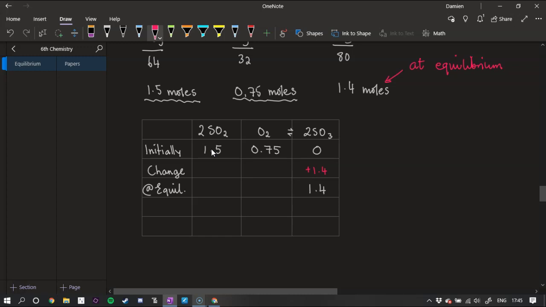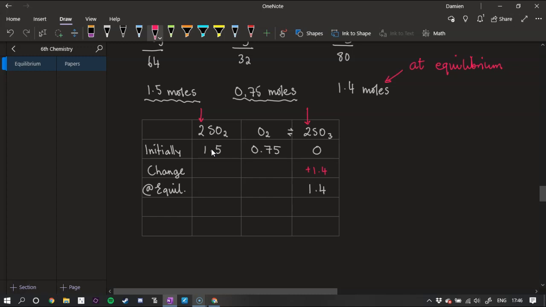Now where do we go from here? How do we try and figure this out? Well, there are a couple of things that you always have to be careful with when you're working out this equilibrium calculation. We have to look at the numbers that are in the front.